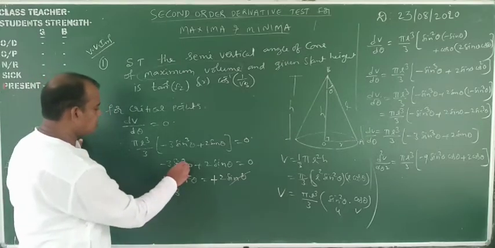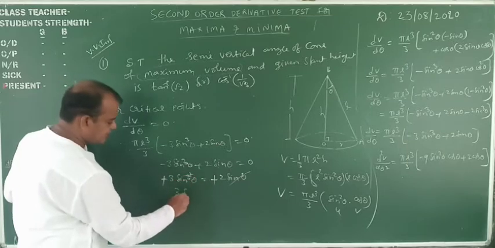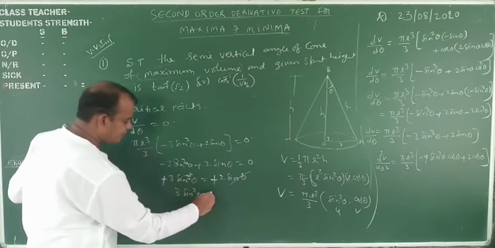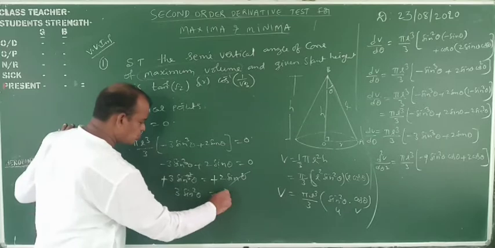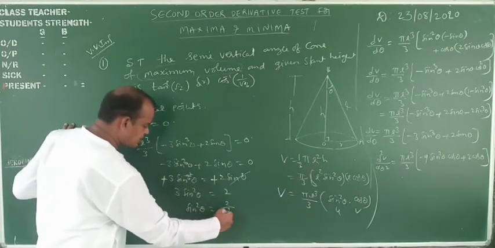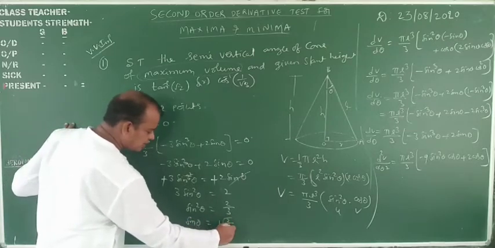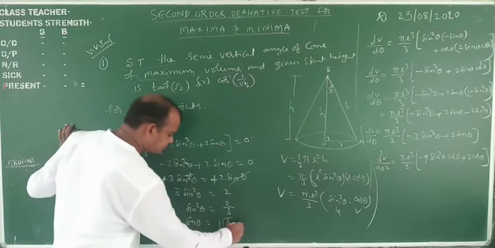Sorry, it is 3 sin cube theta here, so cube means square remains. 3 sin square theta is equal to 2 sin theta, so sin square theta is equal to how much? 2 by 3. Sin theta is equal to how much? Root 2 by 3, root 2 by root 3.